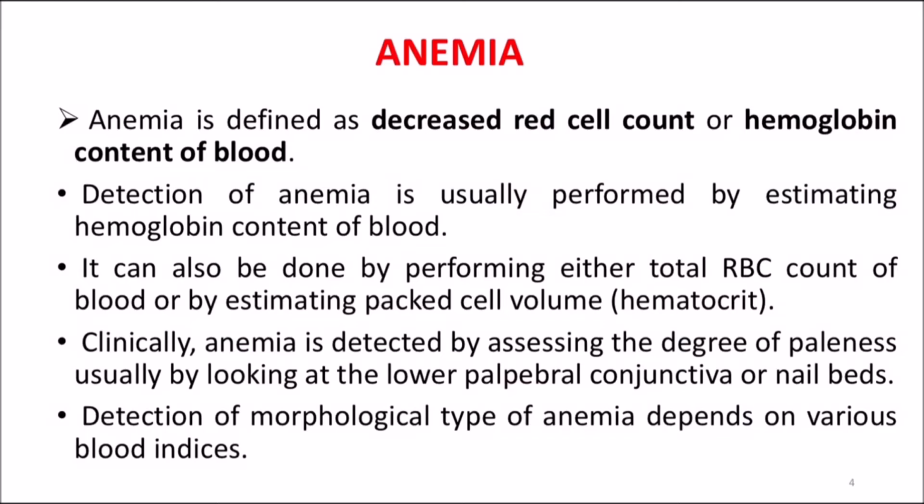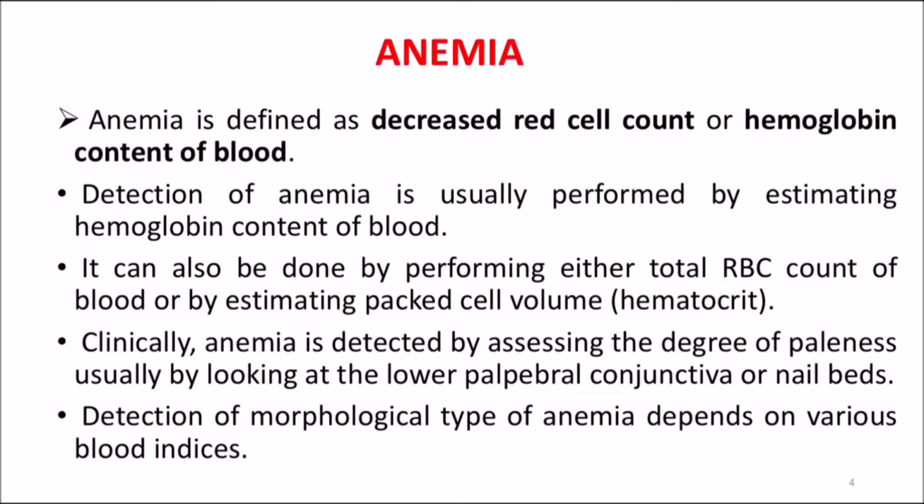Detection of anemia is usually performed by estimating the hemoglobin content of the blood. As you all know, the normal hemoglobin content of blood is different in males and females. In males it is 14 to 18 gram per deciliter, and in females it is 12 to 16 gram per deciliter. Why is there a difference in hemoglobin content between males and females? In males, the hormone testosterone stimulates erythropoiesis, whereas in females the hormone estrogen inhibits erythropoiesis, and there is also the cyclic loss of blood.